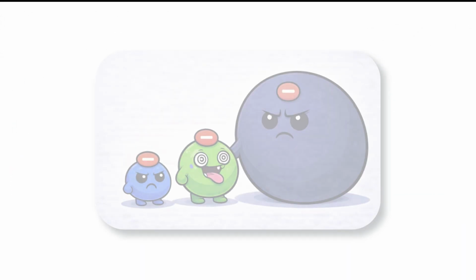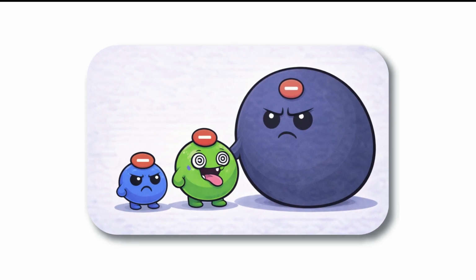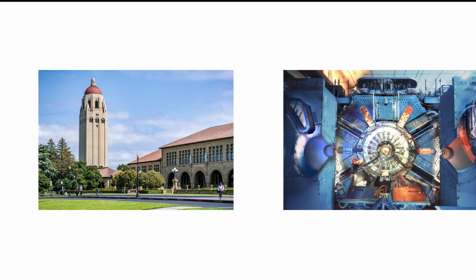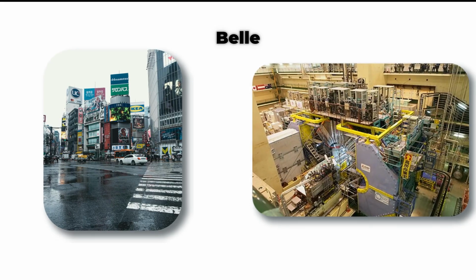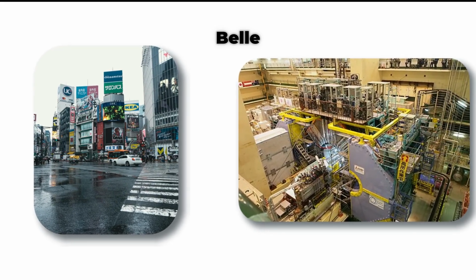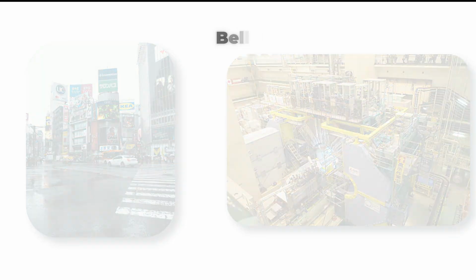Bottom quarks carry the same electric charge as down and strange quarks, but their greater mass, about 4 to 5 times heavier than a charm quark. Dedicated experiments, including the Babar experiment at Stanford and the Belle experiment in Japan, were built almost entirely around studying bottom quarks and their antimatter partners to measure this asymmetry with extraordinary precision.